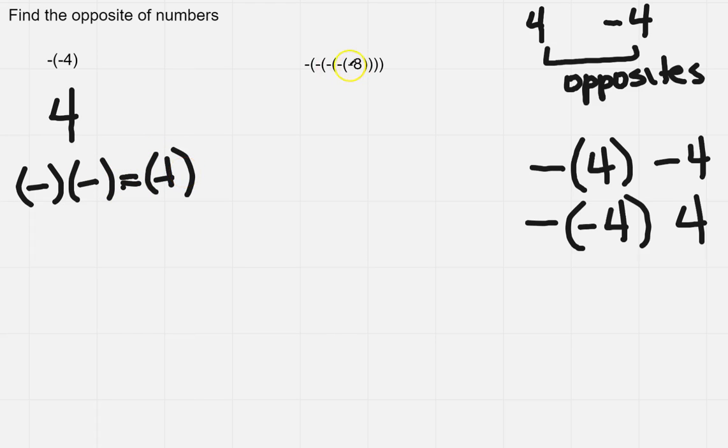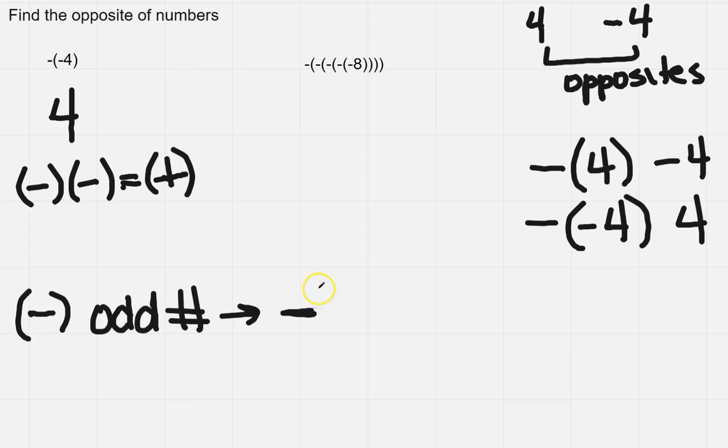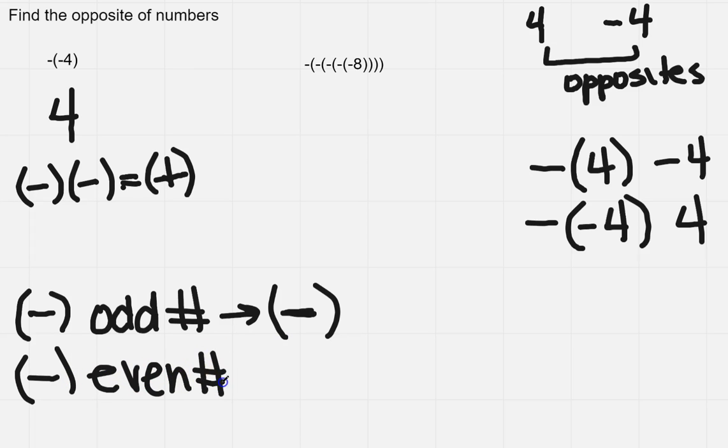Now over here, I notice I've got a whole bunch of these minus signs. Now you're going to notice that there's a trend. Here I had 2, an even number, and it became positive. And here I had an odd number, and it was negative. So if you have an odd number of negative signs, then your answer is going to be negative. And if you have an even number, then your answer is going to be positive.